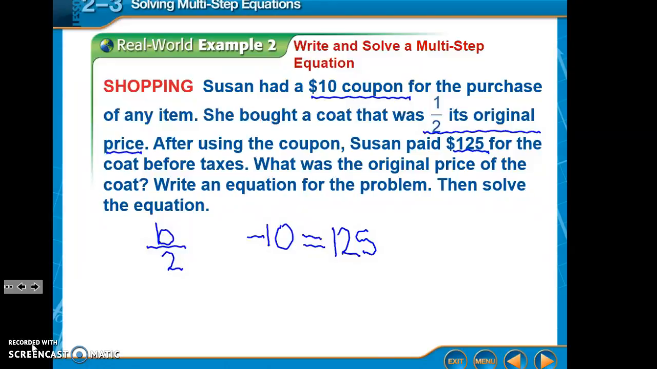Alright, so what's our first step? Before we do that, if I cover that up, what's hanging out over there? Negative 10. We're going to add 10 to both sides.